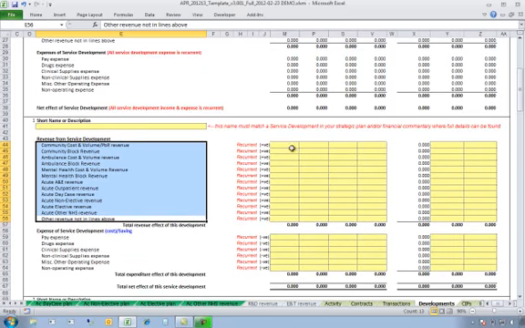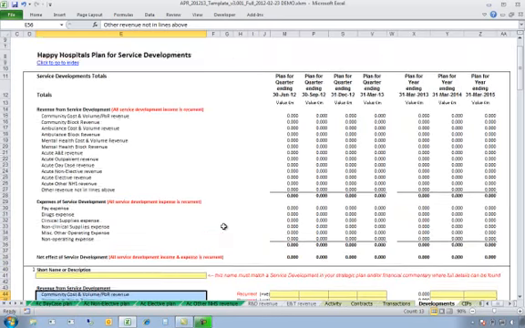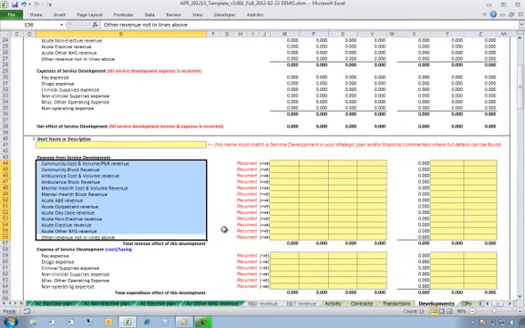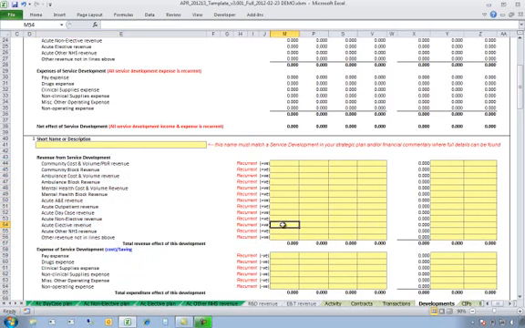Just to say that revenue, as throughout the template, an increase in revenue is positive. An increase in expense is negative. We would expect, if you're introducing a new service, to be increasing your costs and increasing your income. For instance, if we put in a new service that started halfway through the year and generated income, we would expect there to be associated costs, whatever they are, in various areas.